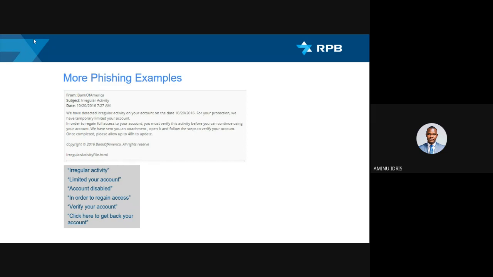And this is the attachment. Look at the attachment here: irregular activity file.html. It is an HTML file. Possibly there is a payload embedded into the HTML file. Immediately you open it, your browser is going to be hooked. Once the attacker hooks into your browser, they can do a lot of stuff.